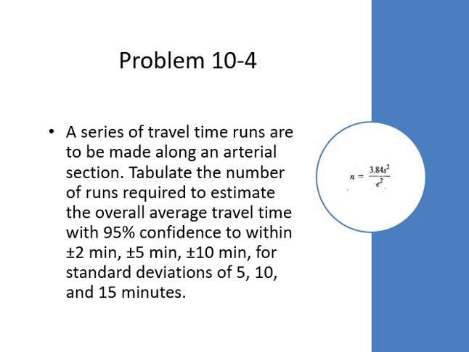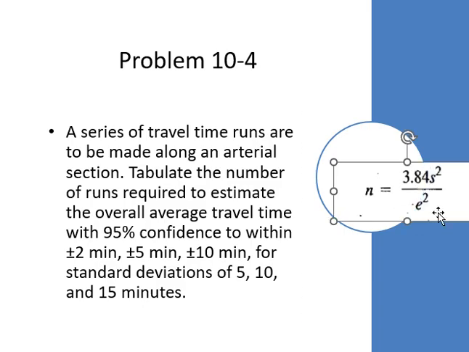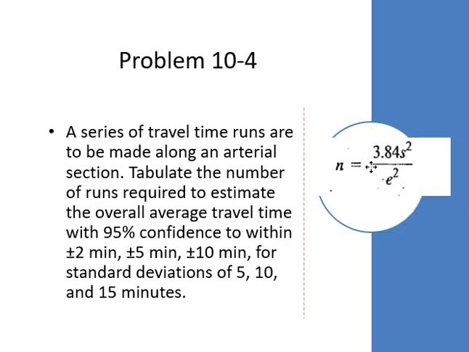Again, using the same equation which we have seen for the spot speed to calculate the number of samples. You are required to use this equation in your term projects as well. So we have a series of travel time for a road section. We have to find out how many runs are required. You will find this term used for the number of samples of travel time: runs. Don't run. For travel time, this means a sample. So when they say find out the number of runs, they are saying find out the number of samples.